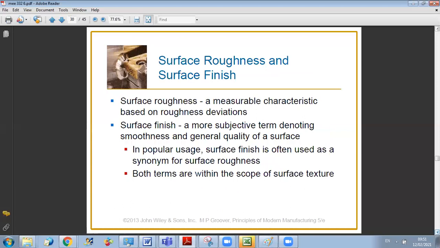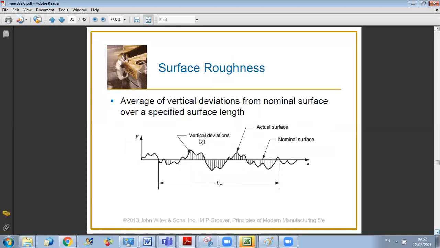Now, what is surface roughness and surface finish? Surface roughness is a measurable characteristic based on roughness deviations. The surface finish is a subjective term denoting the smoothness and general quality of a surface. In popular use, surface finish is often used also as a synonym for surface roughness, and both of them are within the scope of surface texture. Okay. Now we will define together what is surface roughness.